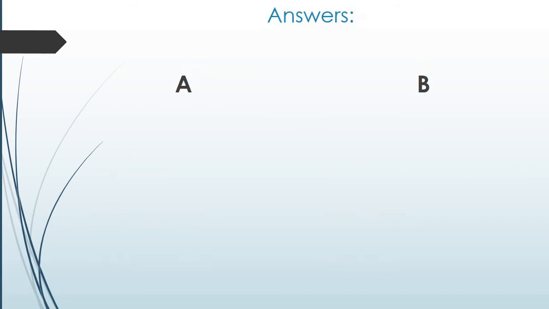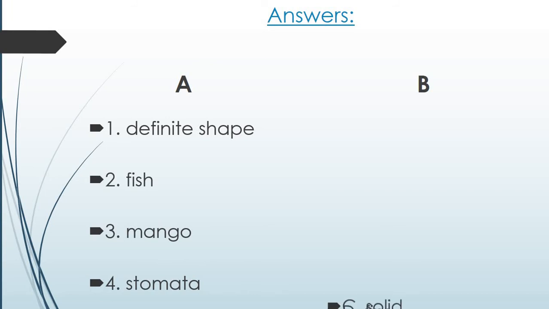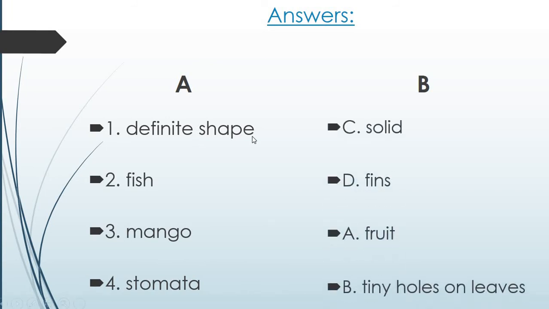So the correct answers are here. Definite shape, solid. Fish, fins. Mango, fruit. Stomata, tiny holes on leaves. Is there anything to be explained here? No, everything is very clear, straightforward. If you want, I will keep these answers for 3 to 4 seconds. If you want to match or compare your answers, please do it.